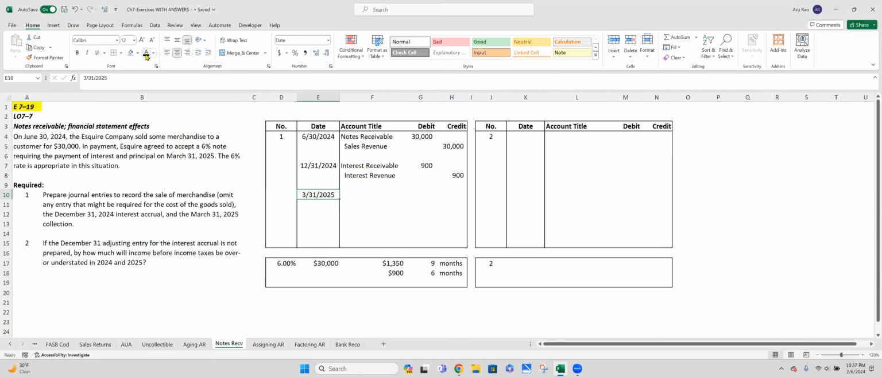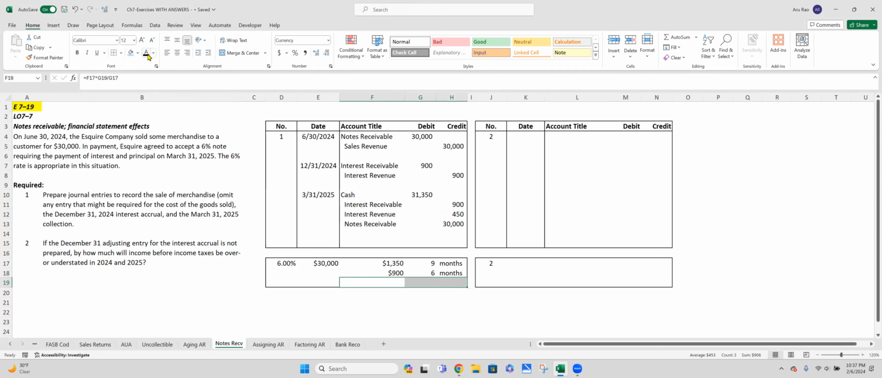And then finally on March 31st, I will get my money. How much money am I going to get? I'm getting the full 30,000 that's owed to me, plus the full 1,350. So let's take a look at what I'm going to do over here. I'll credit notes receivable 30,000 because that's what I had in my books. I will credit interest receivable 900. Remember, I had this interest receivable, and I take that off my books. That remaining balance of 450, I credit interest revenue.